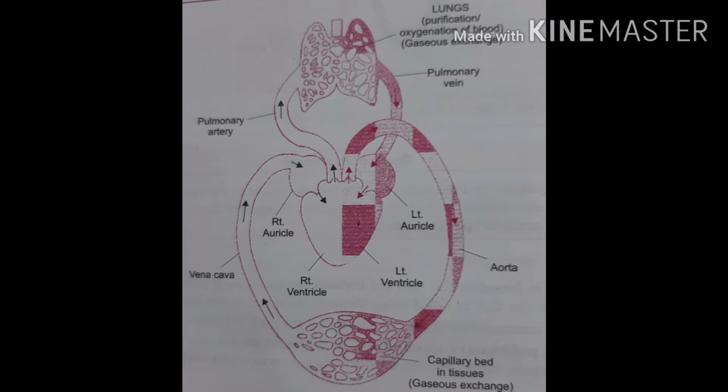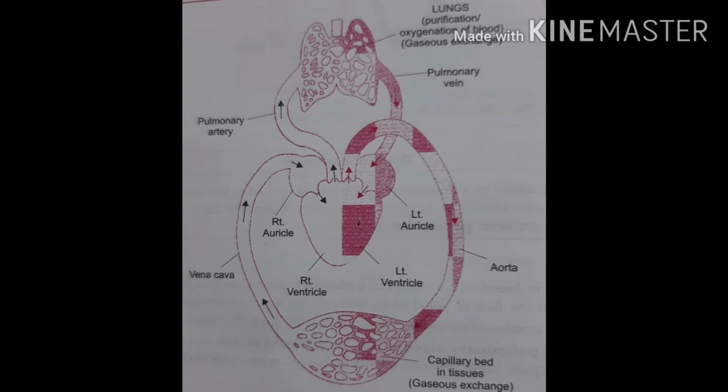Now you can see this diagram, which is depicting the pulmonary and systemic circulation in detail. Here you can see that the lungs, after purification, that means after oxygenation of blood with the help of gaseous exchange, pour this oxygenated blood to the pulmonary vein, bringing it to the left auricle. From the left auricle it goes to the left ventricle, then with the help of the aorta reaches various parts of the body. From various parts of the body, after gaseous exchange, it again goes to the vena cava.